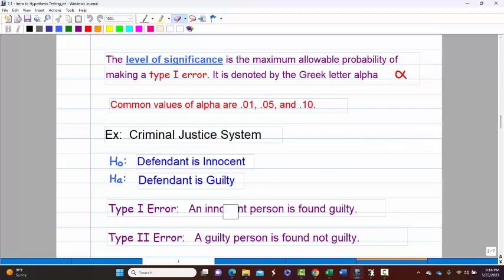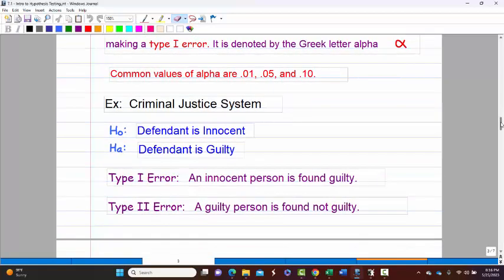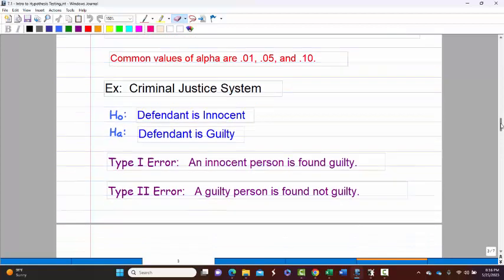So a type 2 error, by definition, is you failed to reject the Ho when the Ho was false, meaning you didn't reject their innocence and find them guilty when in fact they really were guilty. So basically a guilty person was found not guilty. That's not good either, but certainly not as bad as convicting an innocent person.